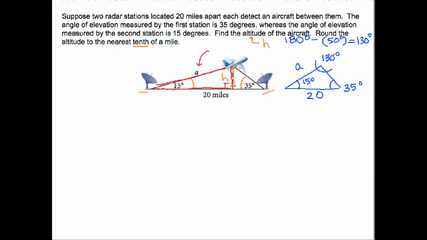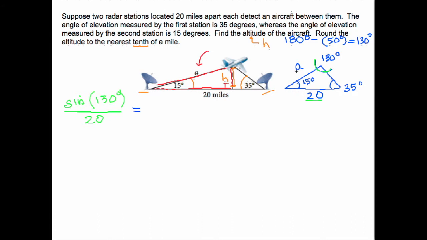Now look at this triangle I've written in blue and think to yourself, how would I find side A? Well, I can use the law of sines. I can take this angle and the side opposite it as a ratio. So I have the sine of 130 degrees over 20.